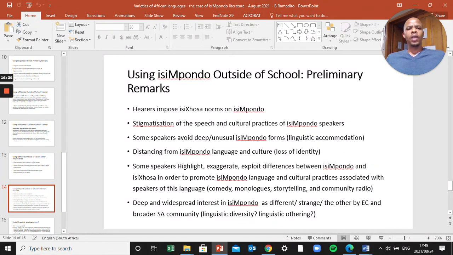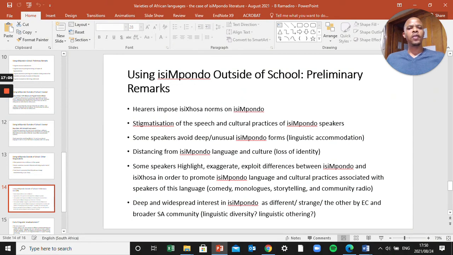Okay, so what can we say about this? Again, we can see a clear case of hearers, users of other varieties of isiXhosa, imposing isiXhosa norms on isiMpondo speakers. We can see some stigmatization of the speech and cultural practices of isiMpondo speakers.